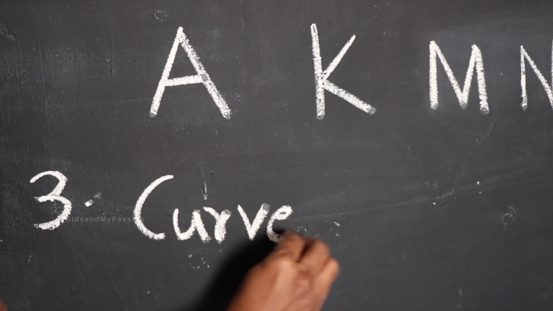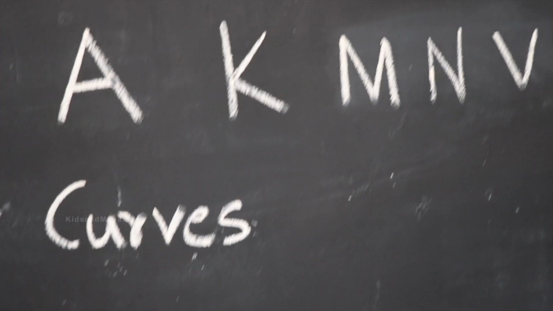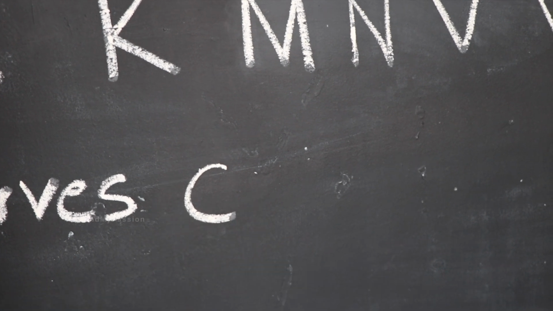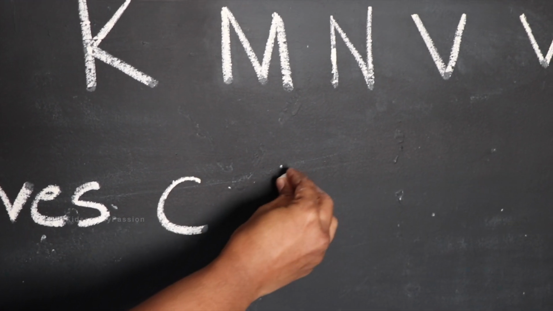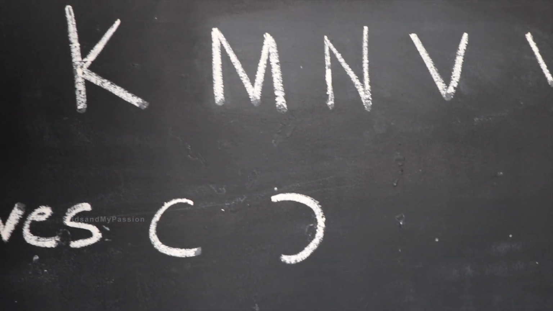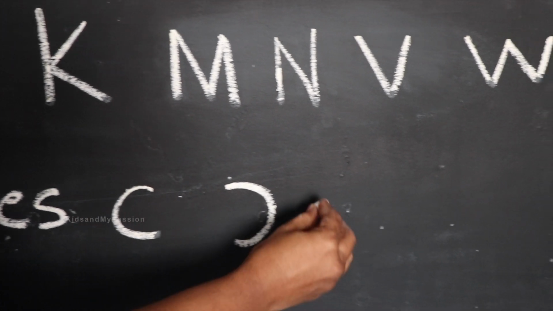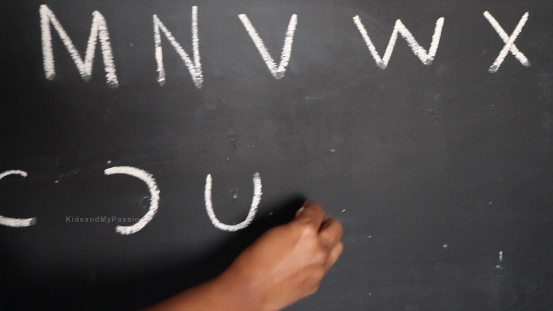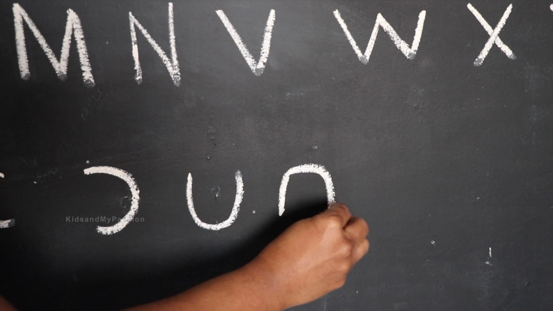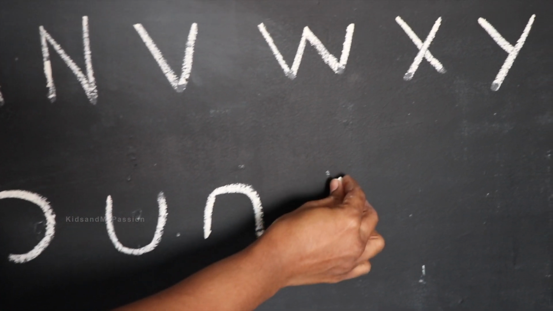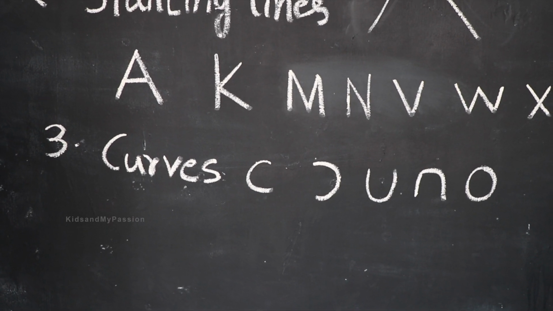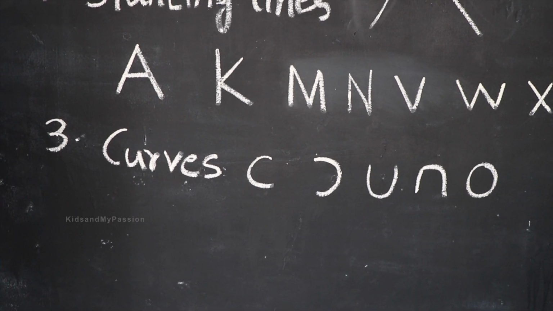Now let's see about curves. So we have right curve, left curve, up curve, down curve, circle. Now let's see alphabets with the curves.